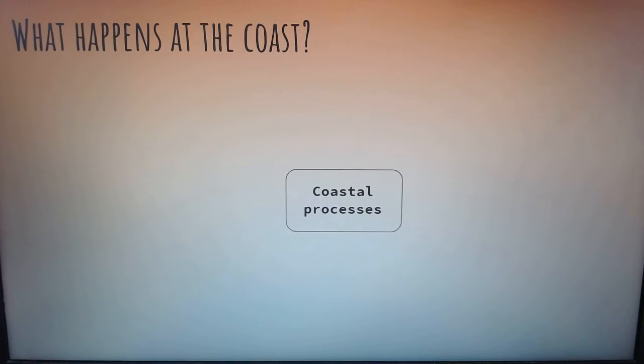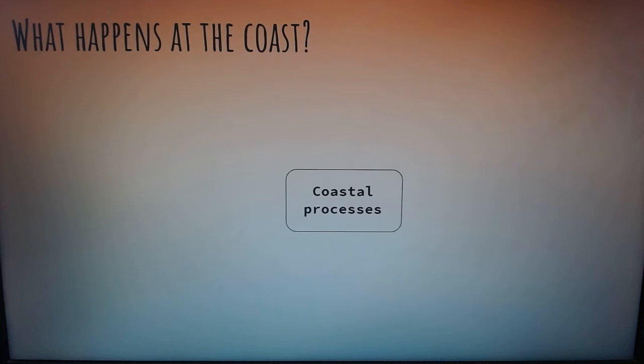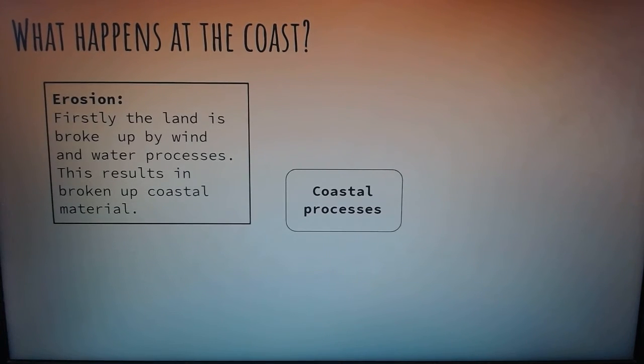All right, so at the coast there's 3 coastal processes. Okay, now a process is something that happens over time and causes change. All right, so there's 3 major processes. The first one, we've all seen this word before, is erosion. Okay, so erosion, firstly the land is broken up by wind and water processes. Okay, so the land is exposed to winds. Okay, the wind tends to be stronger and more constant by the ocean as well, because there's nothing blocking it. It's got this wide open expanse that it can blow across.